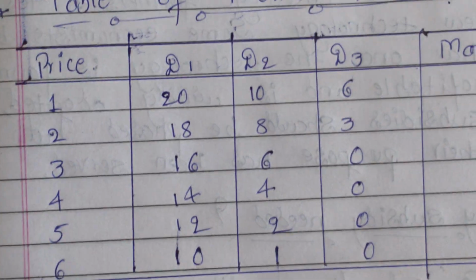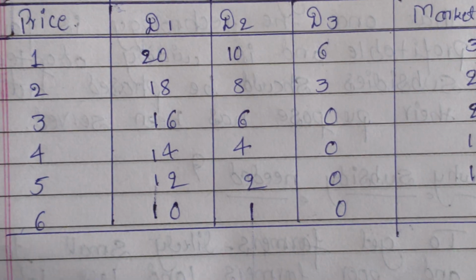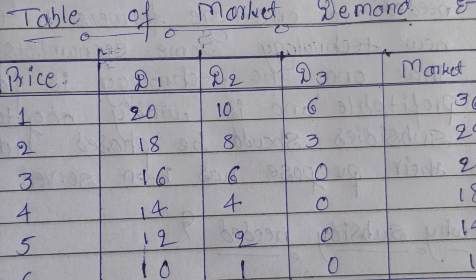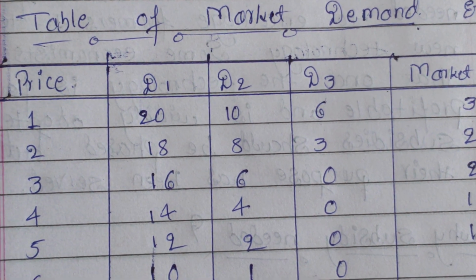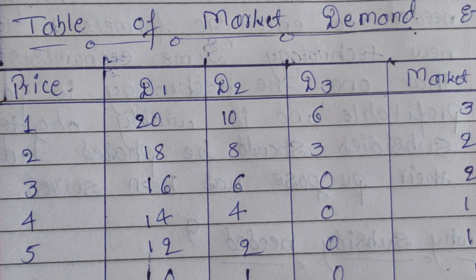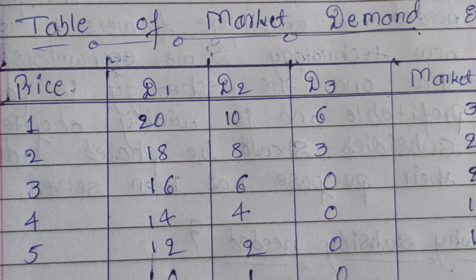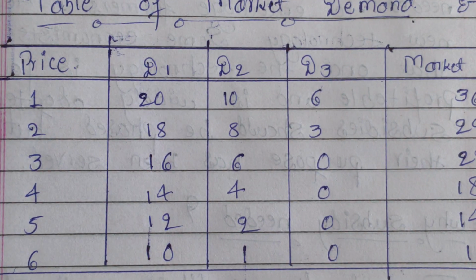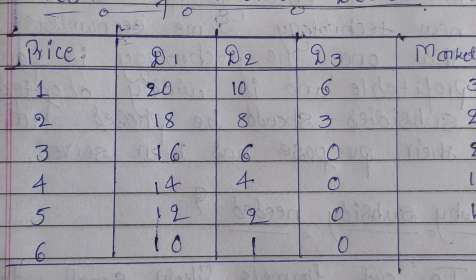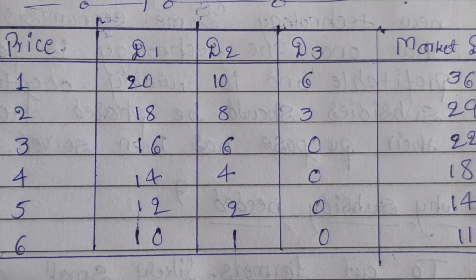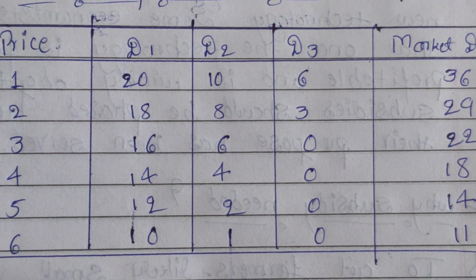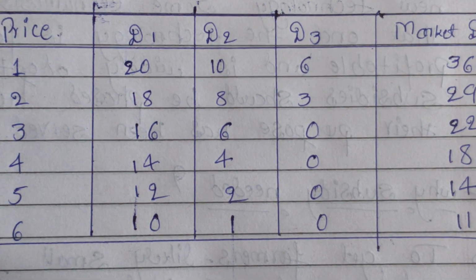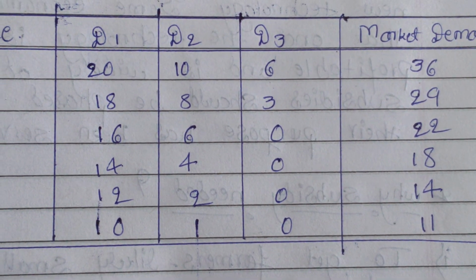Okay, dear students, let's come again. When price increases from 3 rupees to 4 rupees, consumer A's D1 demand is 14, D2's is 4 and D3 is 0. So 14 plus 4 plus 0: 14 plus 4 is 18, 18 plus 0, 18 only. And next, when price increases from 4 rupees to 5 rupees, A's demand is 12 units, B's demand is 2 units and D3 is 0. So 12 plus 2, 14, 14 plus 0, 14 only. So that becomes the market demand.